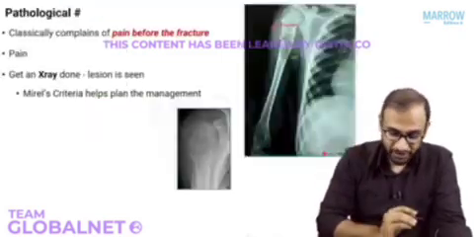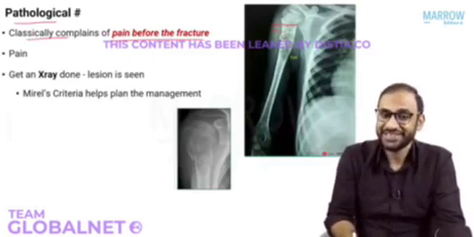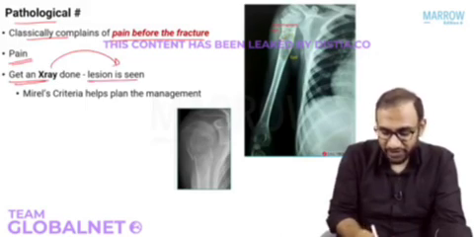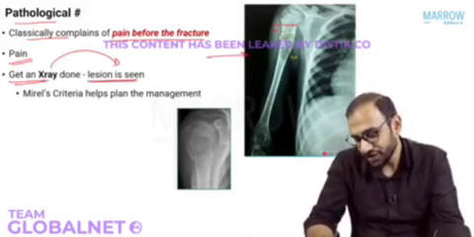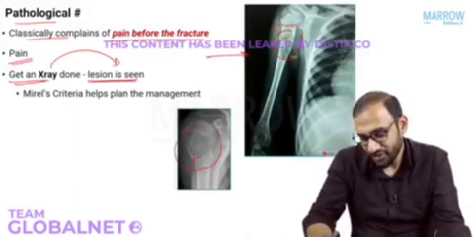But the points that I've already mentioned. Pathological fracture classically complains of pain before the fracture. Their complaints are usually pain. Get an X-ray done, and on X-ray usually you will find a lesion. So look at this. There is a lesion in the humerus here. Can you see the lesion here? Again, can you see a lesion here in the humerus? And you can see there is a fracture because of the lesion.